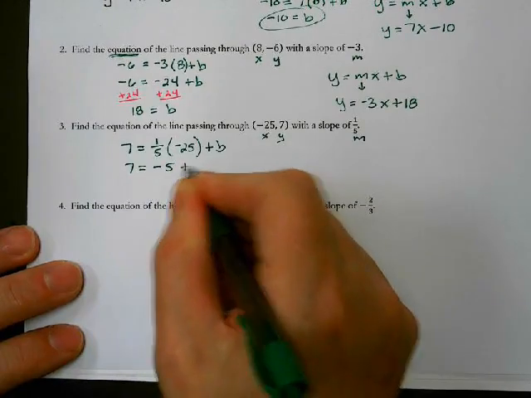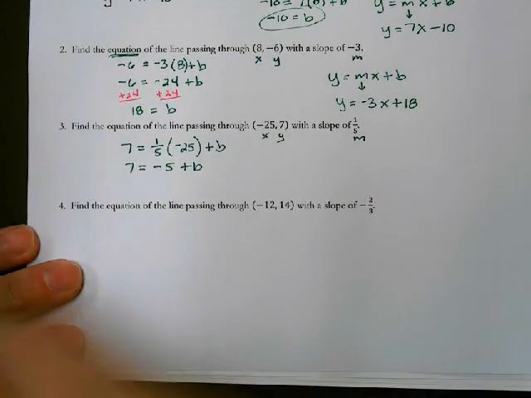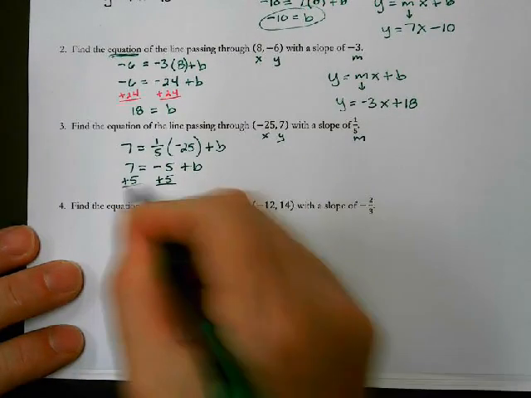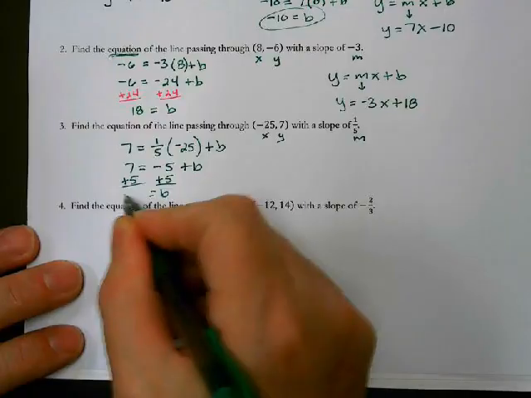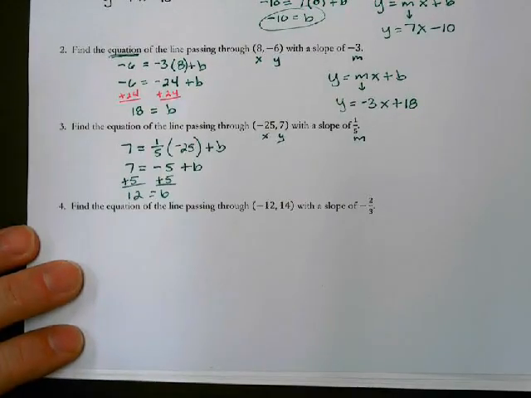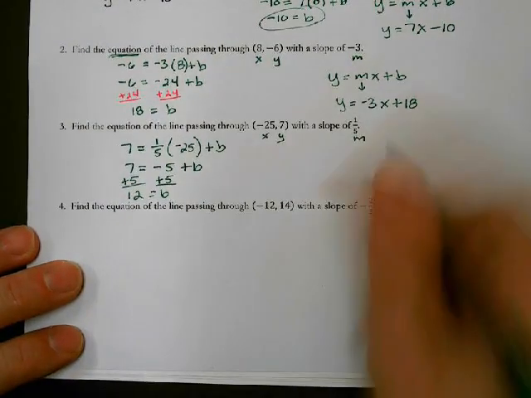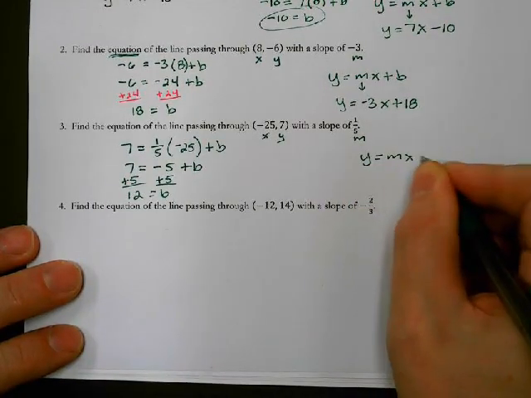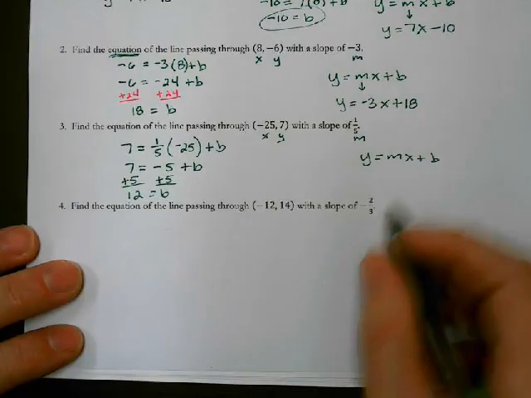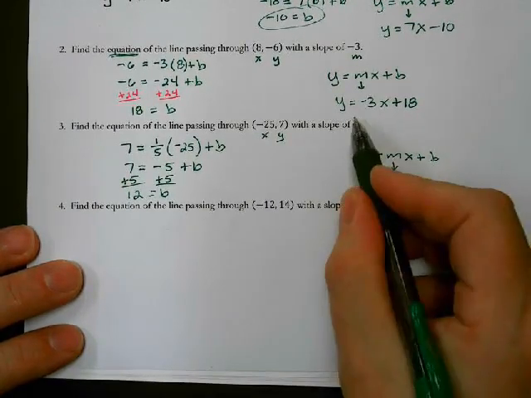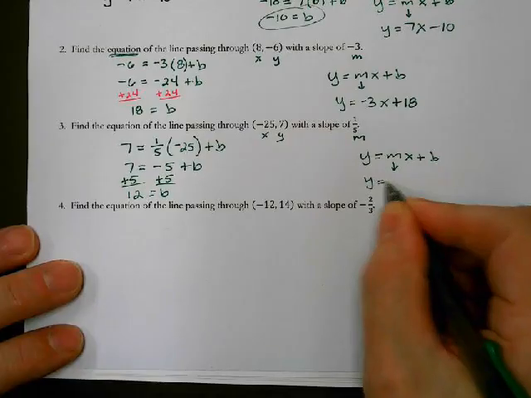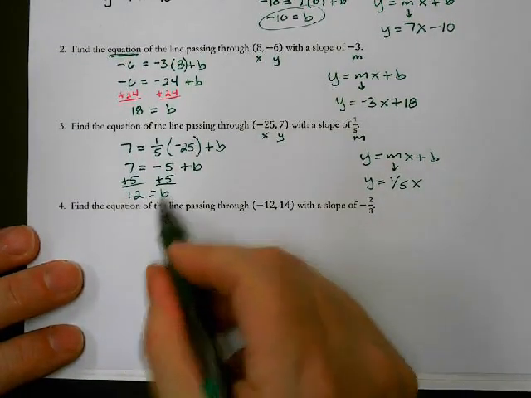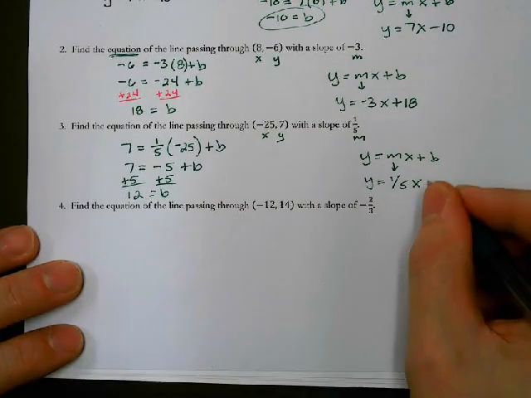Now I solve for b. I add 5 to both sides. And b is equal to 12. I'm not done. I still need to write the equation. The equation should be in the form of y equals mx plus b. Instead of m, I'm going to plug in 1/5. Instead of b, I just found it over here. B is 12. Done. There's my equation.